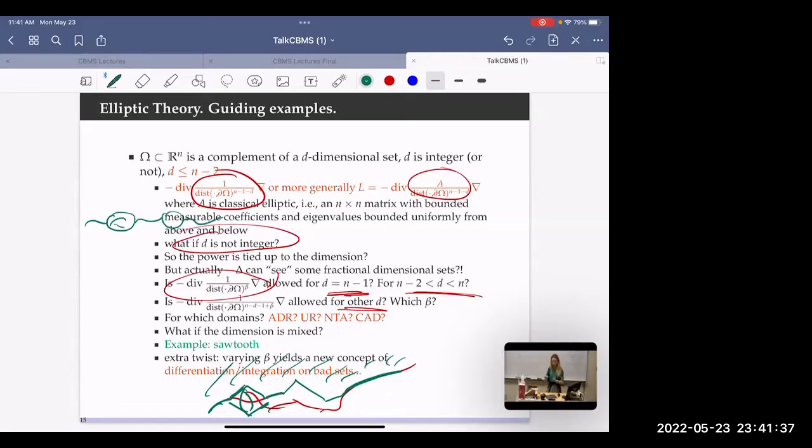You know, it has a Lipschitz bit, a one-dimensional bit, a ball, a one-dimensional bit, a ball, a one-dimensional bit, a ball, and something even more complicated than that. So that's a mixed dimension. You are not going to be able to avoid it, and you need to be able to treat it from the point of view of elliptic theory. And again, you know, the extra twist is the variant beta.